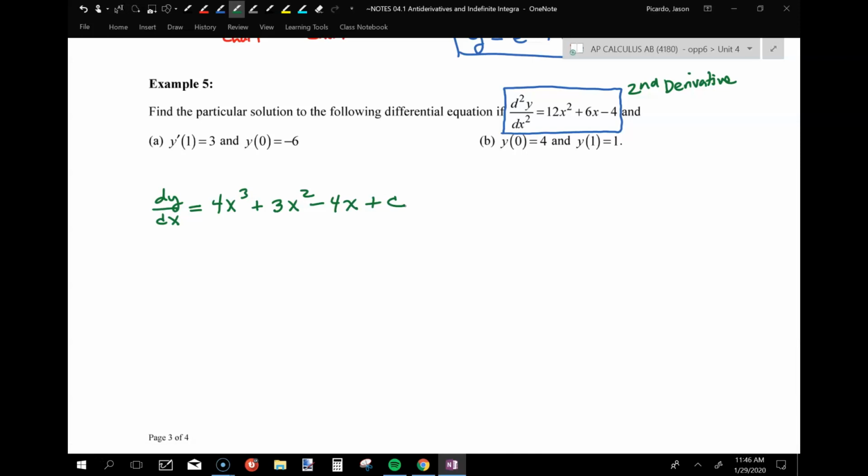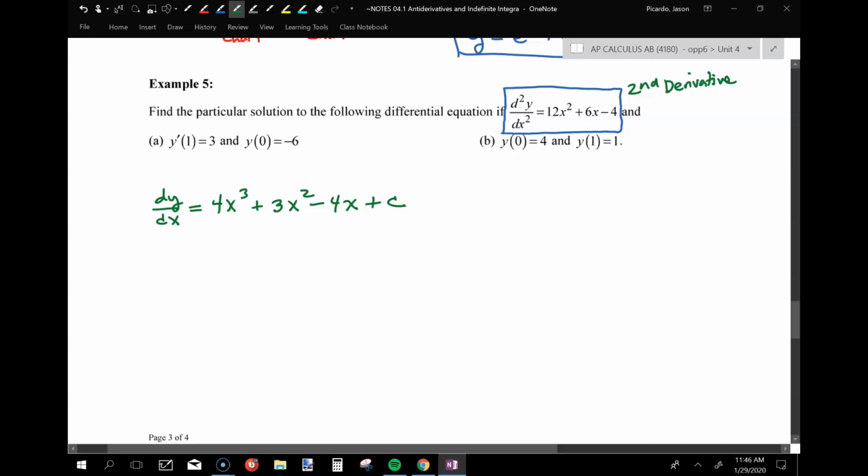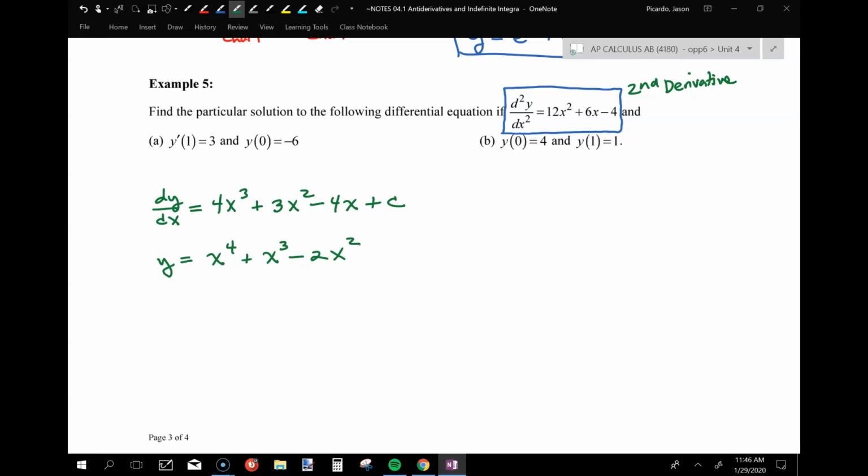All right, so now we want our first derivative. Oh, sorry. That is our first derivative. So now we want our, nope, original function, right? Because we're working backwards. All right, so original function: x to the fourth, x cubed, negative 2x squared. Ready for this?